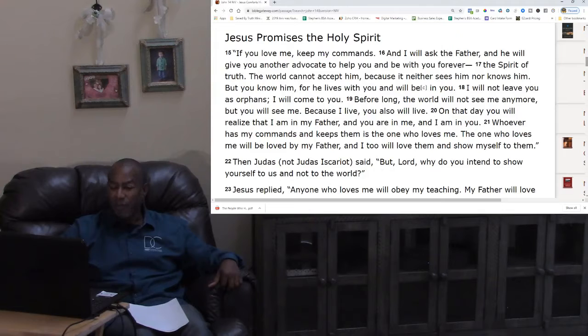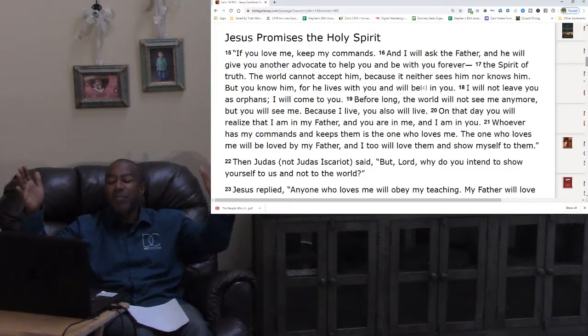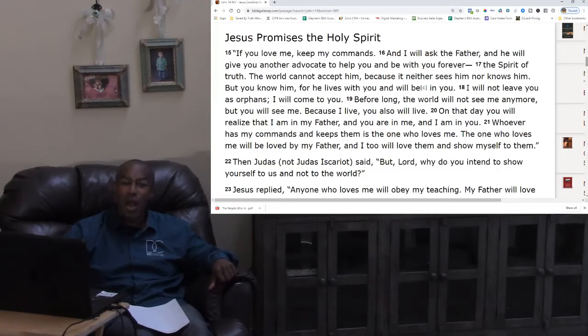I will not leave you as orphans. I will come to you. Before long, the world will not see me anymore, but you will see me. Because I live, you also will live. On that day, you will realize that I am in the Father, and you are in me, and I am in you. Here's the key. Whoever has the commandments and keeps them is the one who loves me. If anyone tells you that you don't have to obey the commandments, they're liars, they're deceitful workers, they don't know what they're talking about, they're deceived, they're flat out wrong.